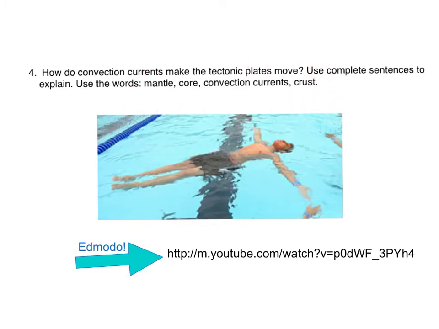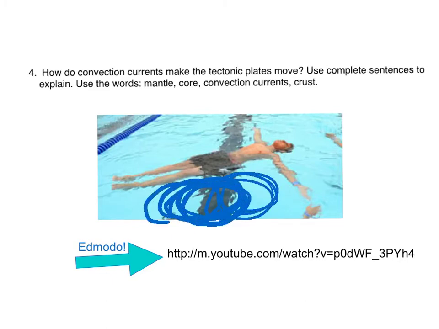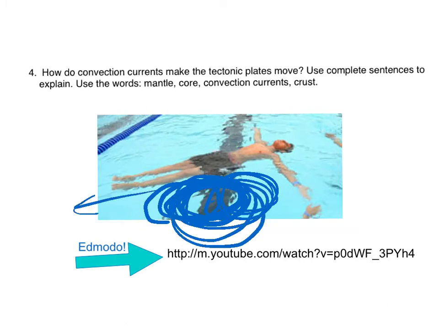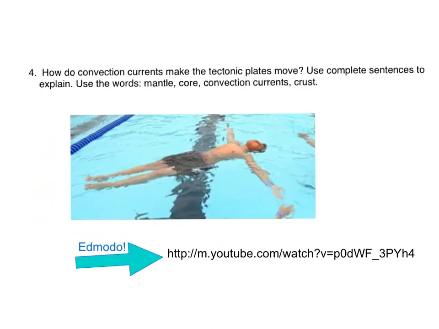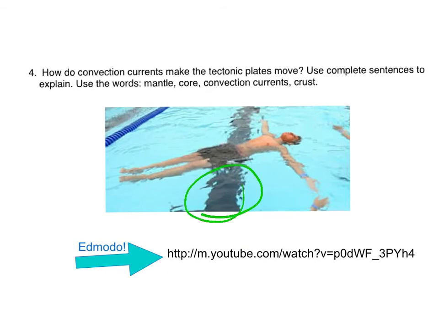All right, one way that I love to think about this is I love to think of the tectonic plates in the Earth's crust like a person floating on the surface of a pool. And underneath them in the pool, imagine what would happen if there was a jet underneath them. If there was something that was making the water move in circles like this, imagine what would happen to the boy. If the water was moving this way, he would probably start to move that way too, right? If the water was moving the other way, like this, he would probably move in this direction.